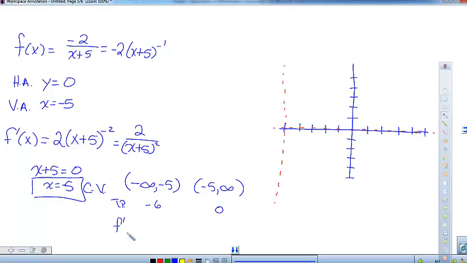If we put negative 6 in, we get negative right here, but then we square it, so the whole thing is positive. If we put 0 in, we get what? Positive. Okay, very good. So the function is always increasing, whatever is going on. We don't have any parts where it's decreasing.